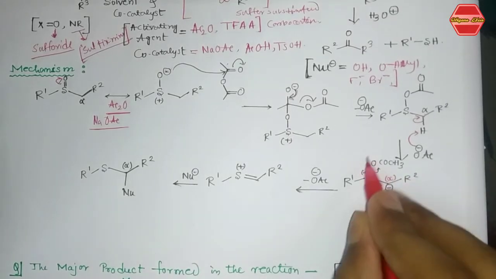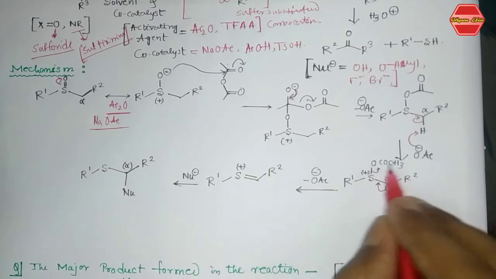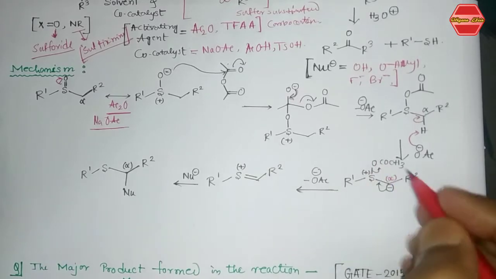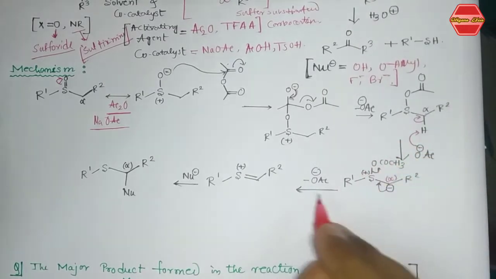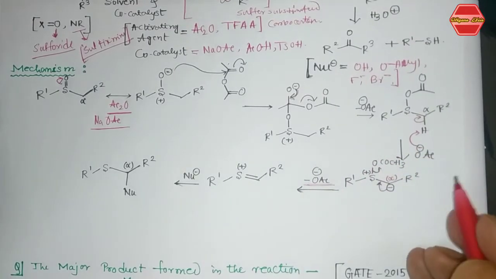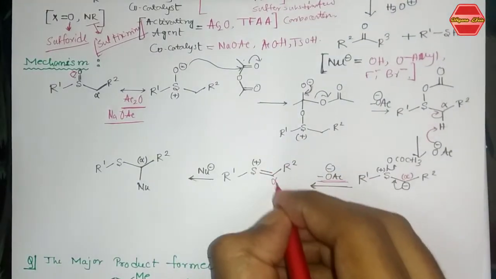Now see, this is also a leaving group, this OAc, as an OOC. This is your acetyl group and this is your O. And if the bond goes here, this will leave from the system as an OAc minus. Now see, this is your OAc minus. Now this is your alpha position.